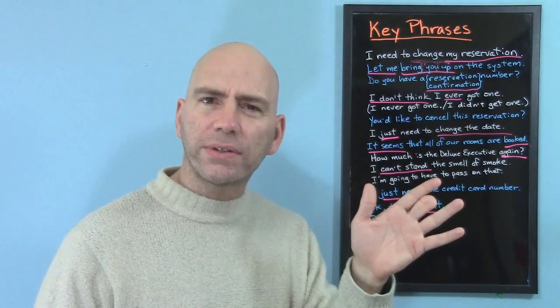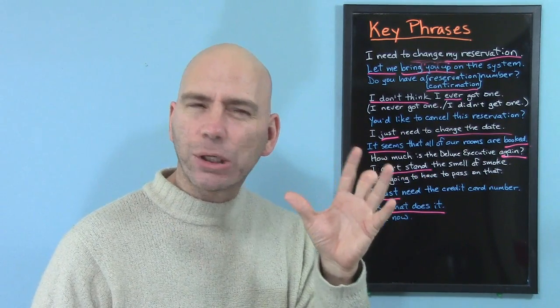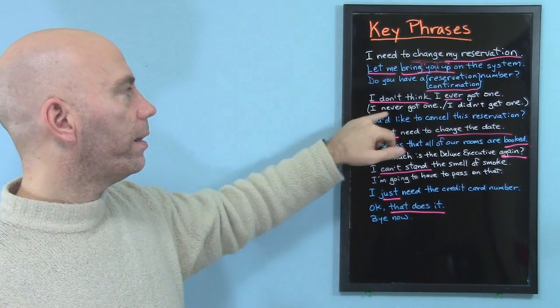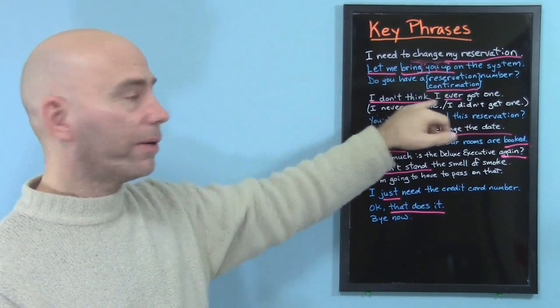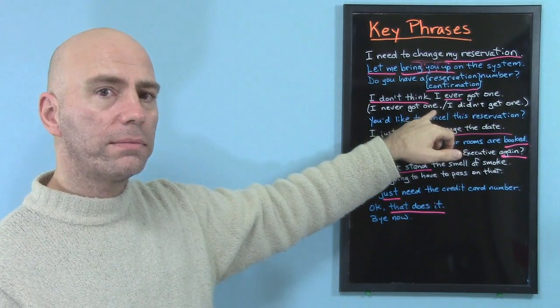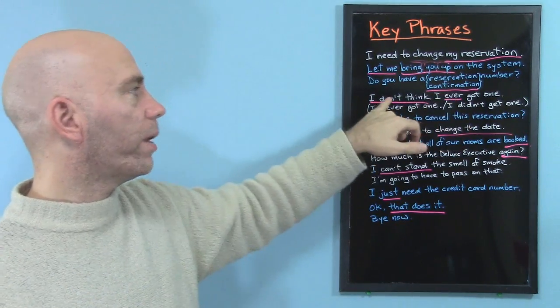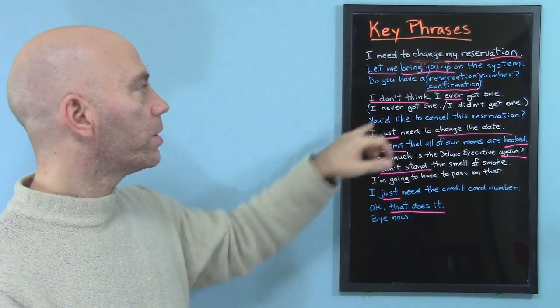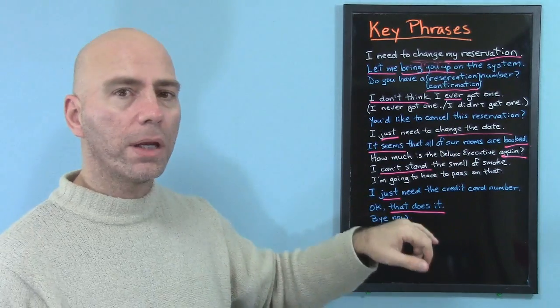I'm not 100%, but I don't think I got one. Now I want to explain this "never" and "ever" here, okay? Here, I never got one. And remember that this "ever" with "don't" really means "never," okay? So, I never got one.